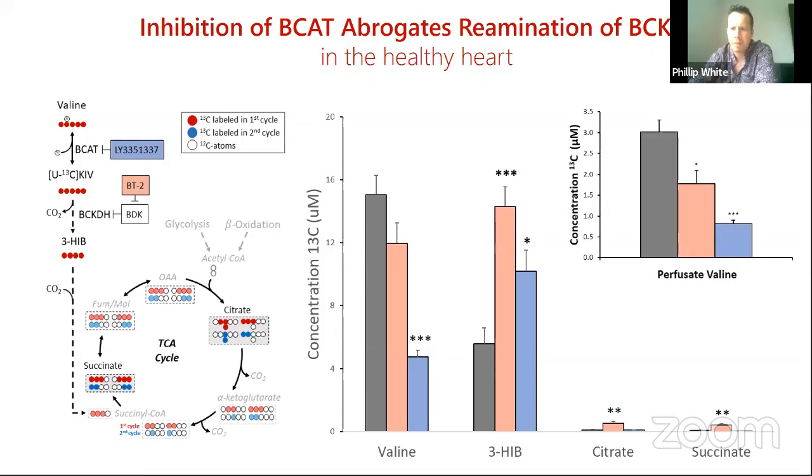Hold on, one last piece of information. We've also measured the concentration of label within the perfusate, and what you can see is a portion of this valine that's being produced from reamination of the branched-chain keto acid within the heart is actually exported from the heart and enters the perfusate. And this is similarly affected by the different compounds. Here, BT2 actually has an effect on the quantity that finds its way into the perfusate, with the inhibitor of the BCAT having the strongest effect.